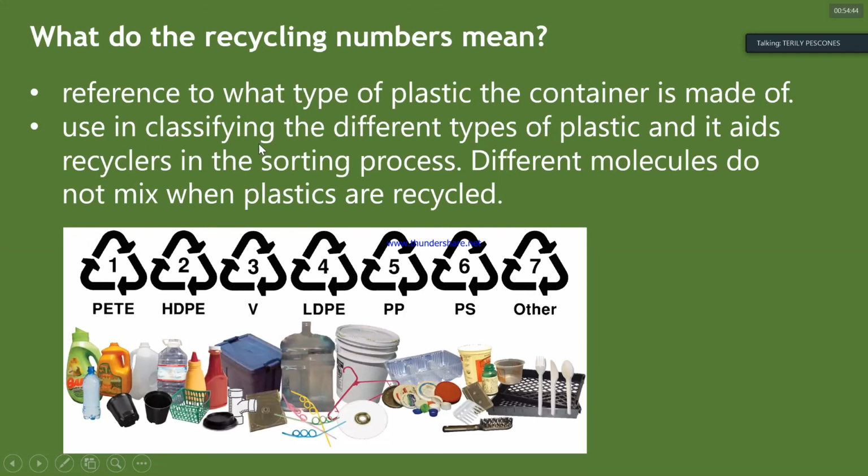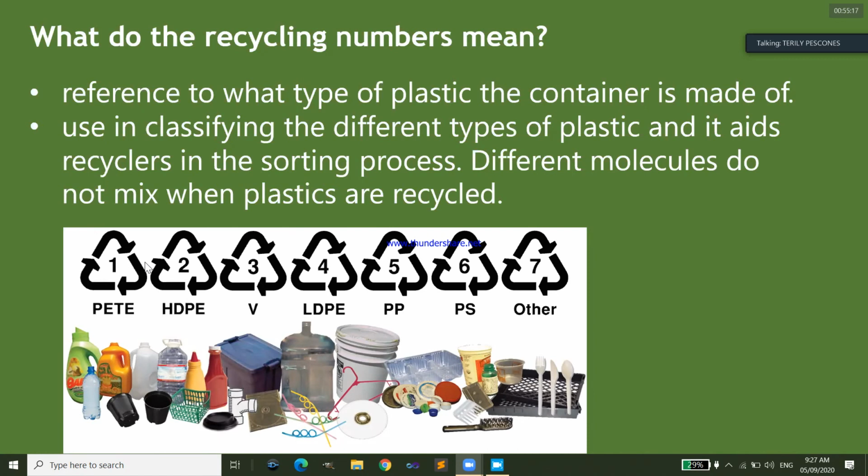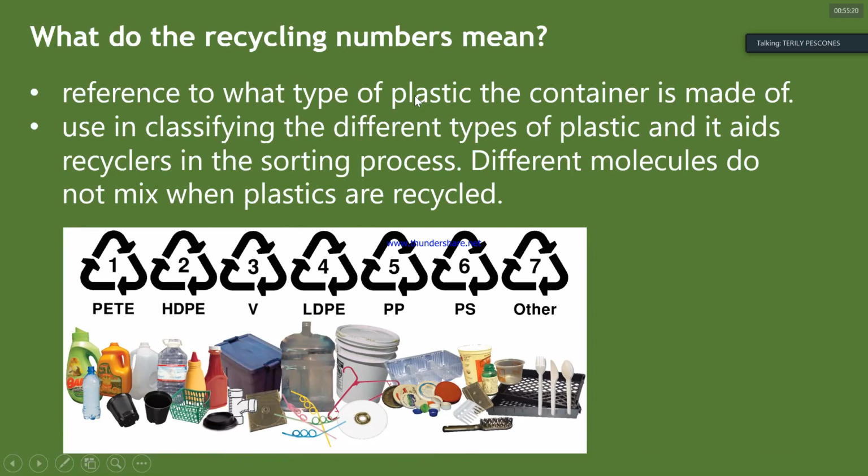Okay, another is, it is used in classifying the different types of plastics, and it aids recyclers in the sorting process. So different molecules do not mix when plastics are recycled. Dahil nga magkakaiba ang kanilang components, so pagka sa recycling, mas maganda siya kung halimbawa similar materials yung magkakasama. Okay, so that is ang isang reason dyan bakit meron tayong mga numbers dyan. So, ibig sabihin, pagka ni-recycle siya, sama-sama dapat lahat ng number 1, lahat ng number 3, dapat sama-sama. Hindi dapat halo-halo. Kasi nga, they are made of different materials.